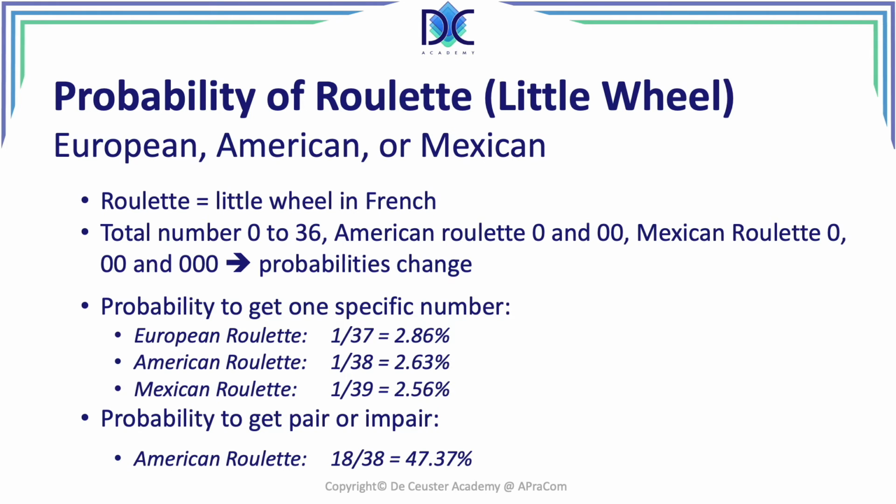Now, when you play the roulette game, you can have different ways to gamble. One of the elements would be that you put your chips on one number. For example, 13, my favorite number. So when you put it on 13, for the European roulette, you have one chance out of 37, which is 2.86%. On the American roulette, you have 1 out of 38, which is 2.63%. And the Mexican roulette is 1 out of 39, which gives you 2.56%.